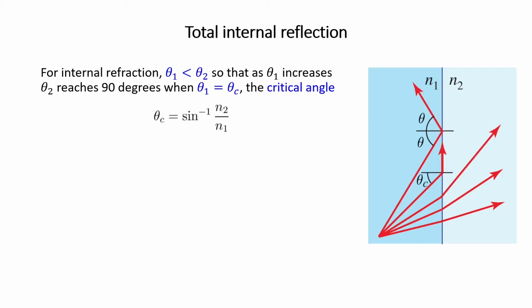We can easily find the critical angle by setting theta 2 equal to 90 degrees in Snell's law. Since sine of theta 2 is 1 when theta 2 is 90 degrees, we have this relation. Theta c is sine inverse of N2 over N1.